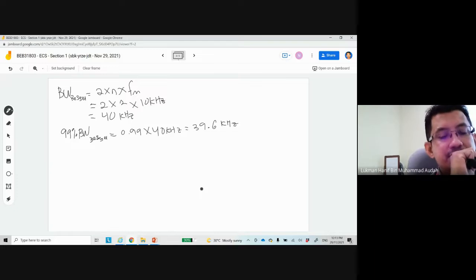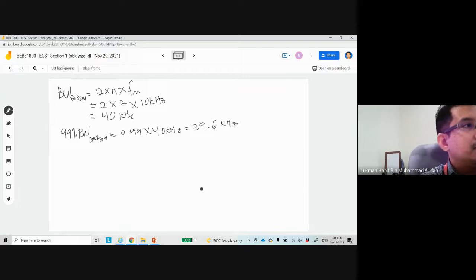39.6 kilohertz. Okay, and then what? Find the 99% of bandwidth by Carson. So therefore, you need to find bandwidth by Carson. This is equal to 2 times delta F plus Fm.